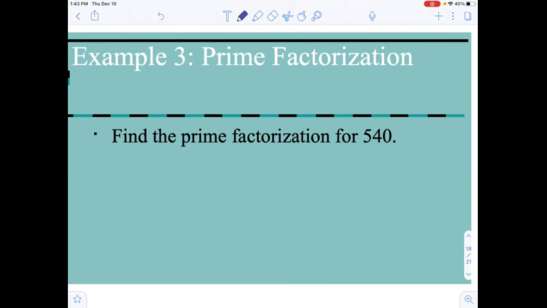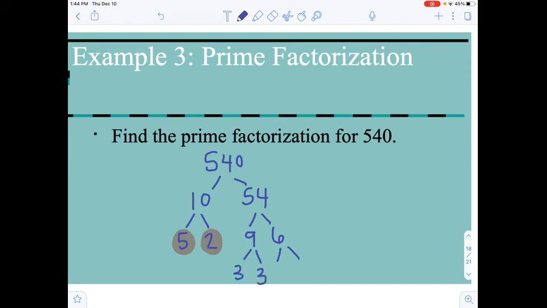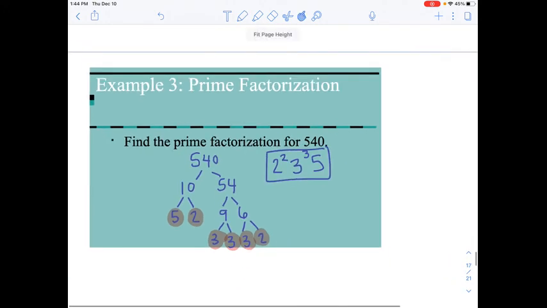So then if we practice that, 540. Think of two numbers that it can be divided by. Well, I think of 10 and 54. Both of those are not prime, so we need to get them to be prime. 10 can be 5 times 2. Those are both prime, so I'm done with those. 54 can be broken down to 9 and 6. 9 can be broken down into 3 times 3. 6 can be broken down into 3 times 2, and those are all prime. So I have two 2s, so I write that as 2 squared. I have three 3s, so 3 to the 3rd power, and I have one 5. And there's my answer.